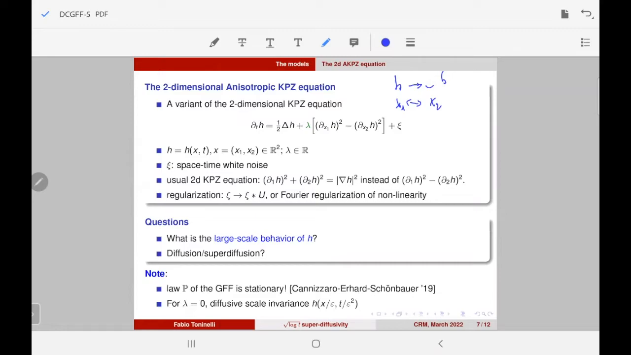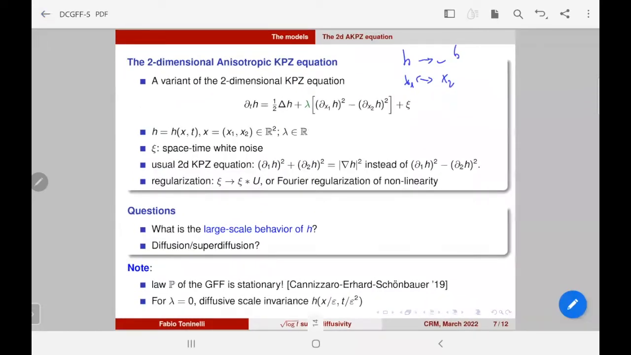The second observation is that if you drop the nonlinearity, so if λ is 0, then the equation, at least on the infinite plane, is exactly scale invariant under diffusive scaling. So if you divide space by epsilon and time by epsilon squared, the equation will be, in law, the same. Now, the question is whether once you have the nonlinearity, the equation is still at least approximately scale invariant under the diffusive scaling or not. This is the main question we addressed here.